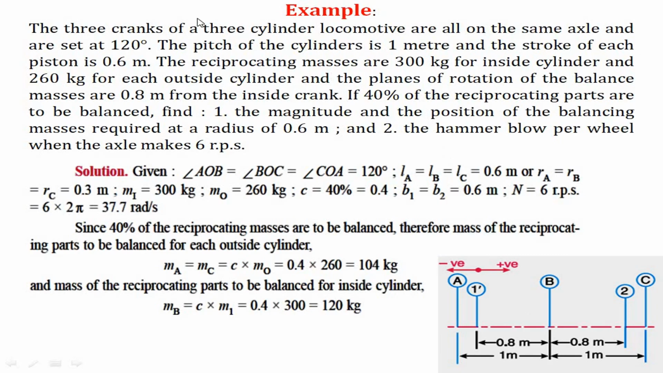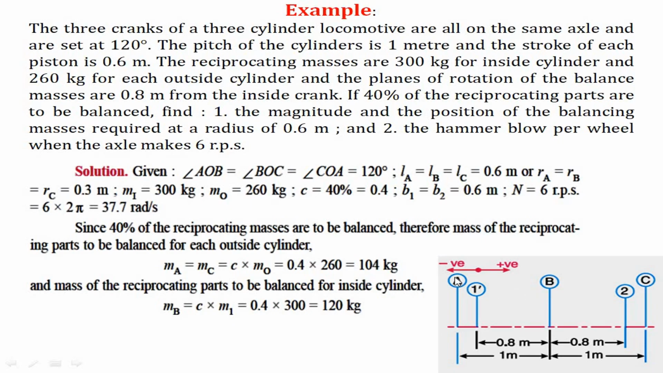So by using these given dimensions, first of all we have to look at all the planes: plane A, plane B and plane C, which represent the planes of the cylinders, and 1 dash and 2, these are the 2 planes which we are going to use to represent the planes of the balancing masses, right? So the distance is given over here. The pitch of the cylinder is given as 1 meter, so A, B, C are going to be located at 1 meter, and at the same time the plane of the balancing mass is going to be placed at 0.8 meter from the center plane, right?